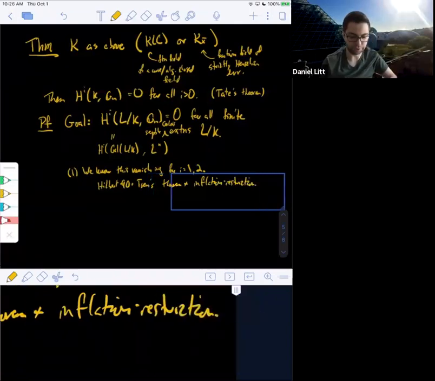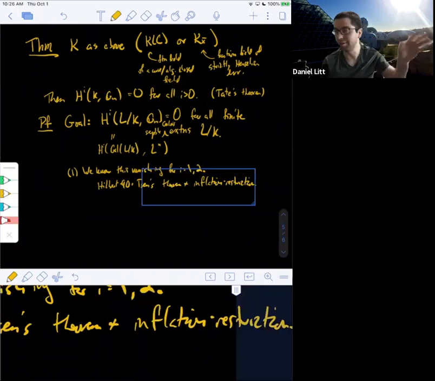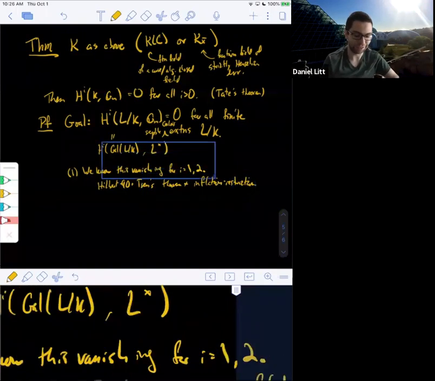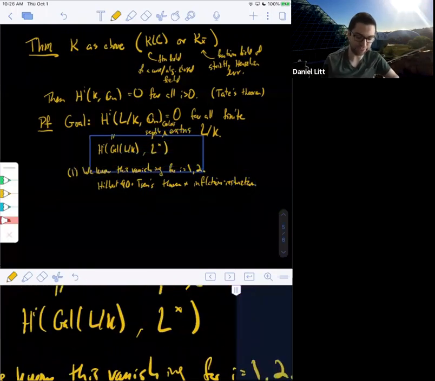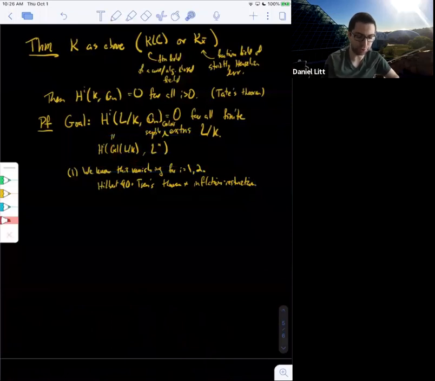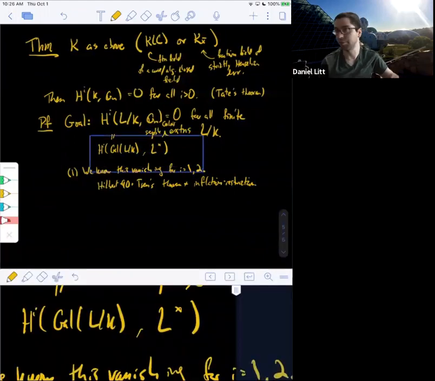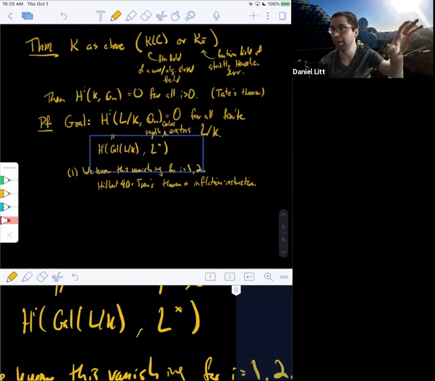So in other words, the inflation, I'm not going to write out the short exact sequence, but there's a short exact sequence relating these cohomology groups to the cohomology of L and the cohomology of K. If you'd like, it comes from the Hochschild-Serre spectral sequence for the map absolute Galois group of L to the absolute Galois group of K to Galois group of L over K.